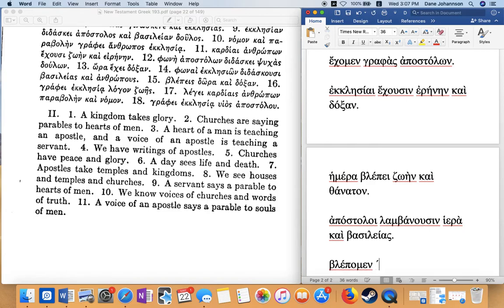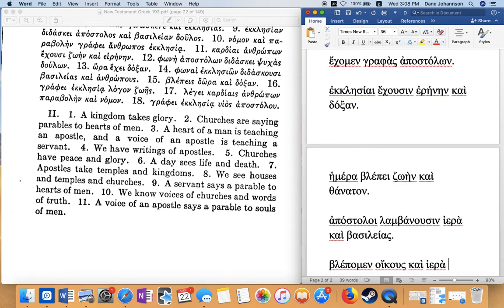Number eight, we see. Blepomen. We see houses. Remember the Greek word oikos means house, home, dwelling place. We see houses, so oikoi. Oh, no, actually, it should be accusative, so that would be oikous. See, it's much harder to translate into Greek. I even still have a problem with it. Tous oikous. So blepomen oikous. We see houses. Okay. Temples would be hiera again. Blepomen oikous kai hiera. We see houses and temples.